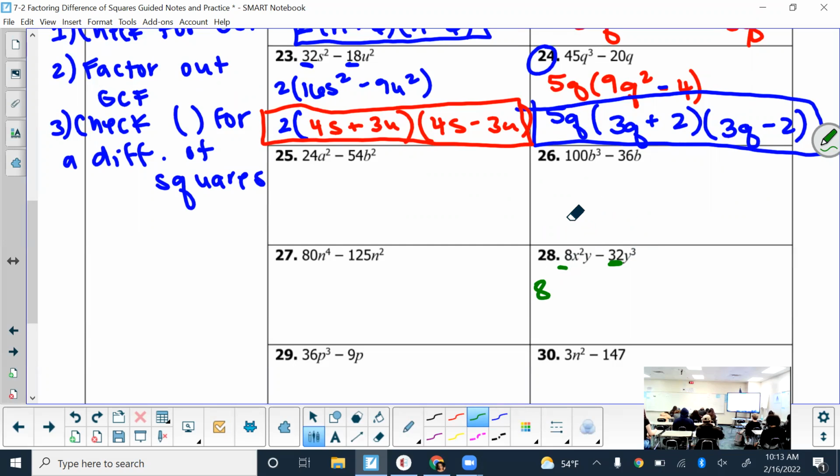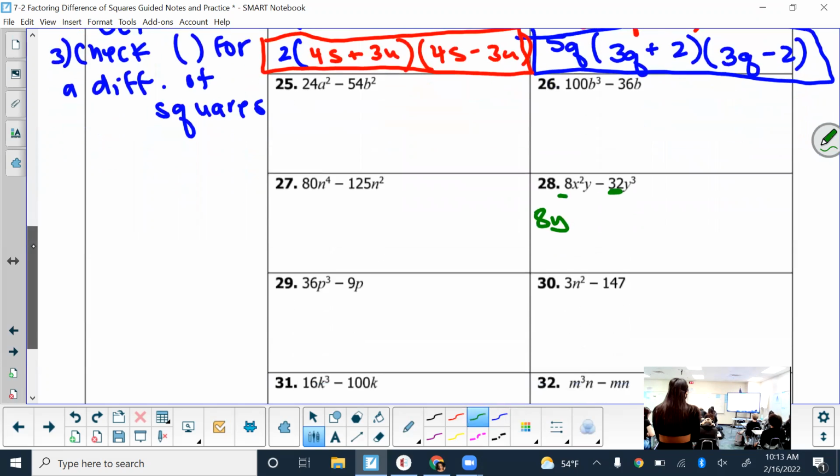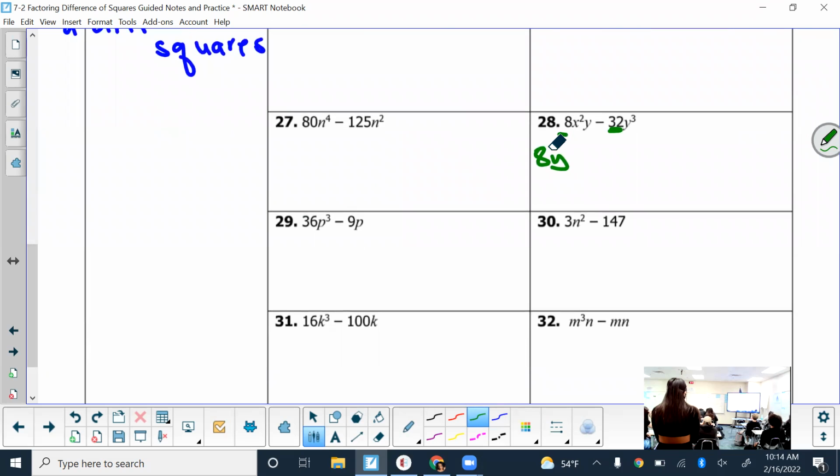Can I factor out an x from both? You cannot, because this one doesn't have an x. Can I factor out a y from both? How many? Just 1, because this one only has y for the first. All right, so that's the GCF. Divide it from each term inside.